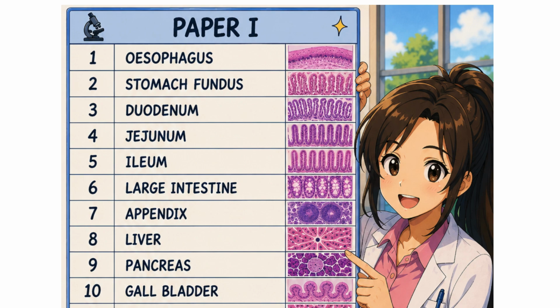For duodenum, the key feature is Brunner's gland in submucosa, and crypts of Lieberkühn at the base of the villi, and goblet cells are present. For jejunum, you have long finger-like villi. There is no Brunner's gland, which distinguishes it from duodenum, and no Peyer's patch, which distinguishes it from ileum. For ileum, the key feature is Peyer's patches.